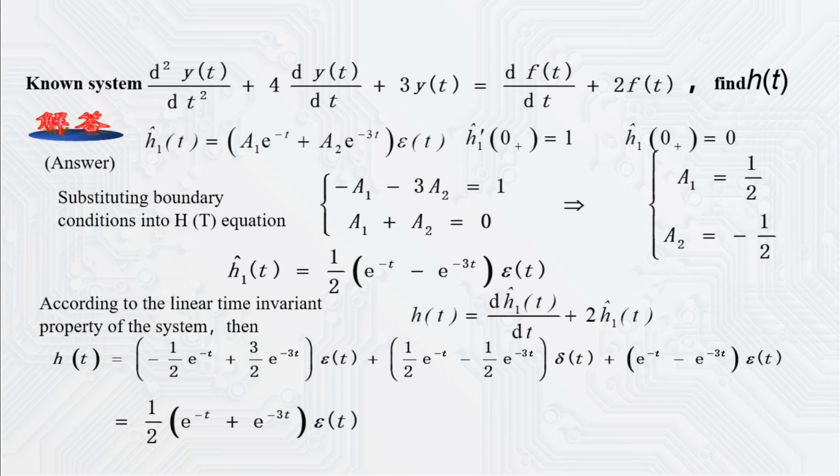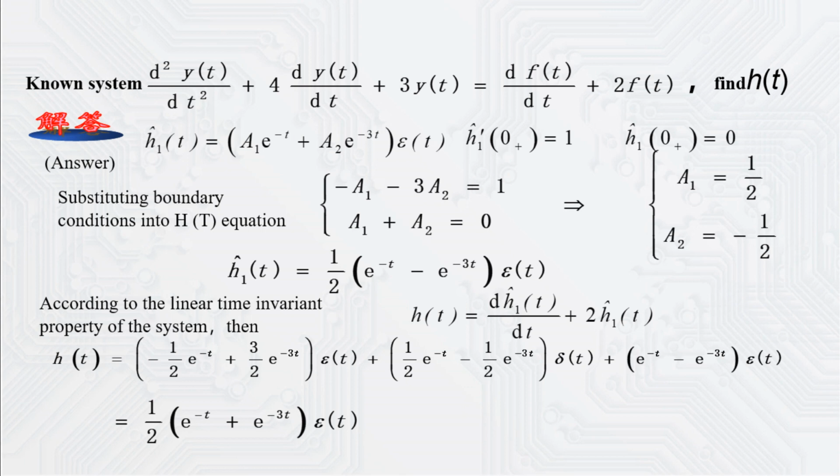plus a2 times e^(-3t). Then determine a1 and a2 in h1(t). Initial values are required since it's the zero-state response. The initial state is 0. That is, the first derivative h1'(0-) equals h1(0-) equals 0. The process of finding the 0+ values from the 0- values, we have already introduced in the second lecture. Here, only the solution results are given.